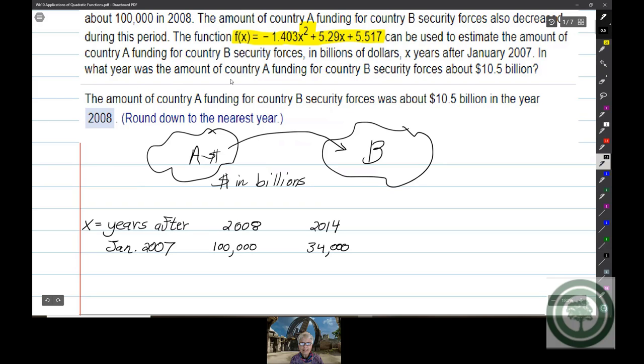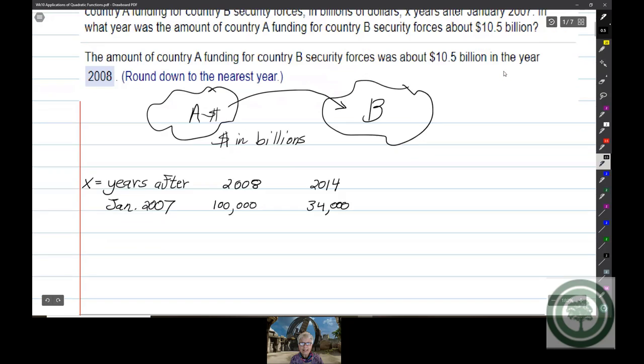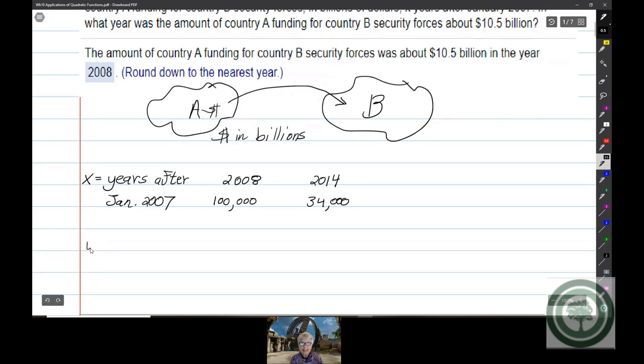In what year was the amount of country A funding for country B security forces about 10.5 billion? All right, then what we want to know is when is X, by the way? When X? When was country A funding for country B at 10.5, where the billion is understood?